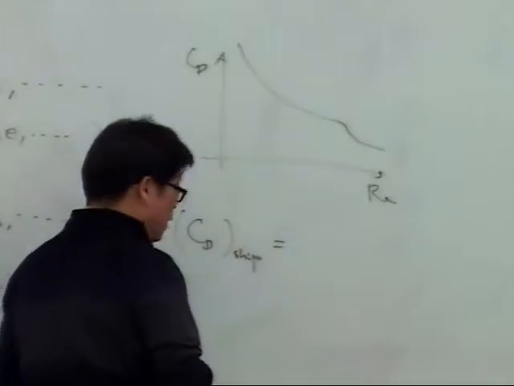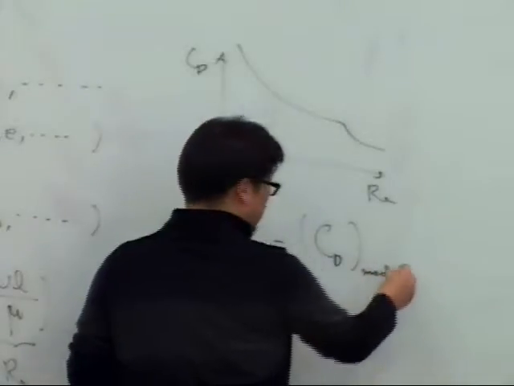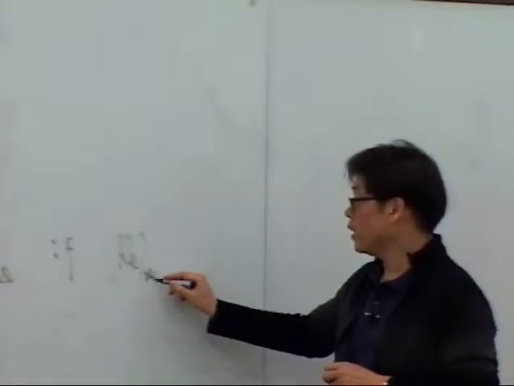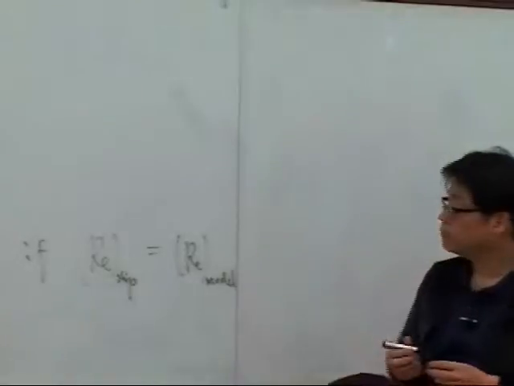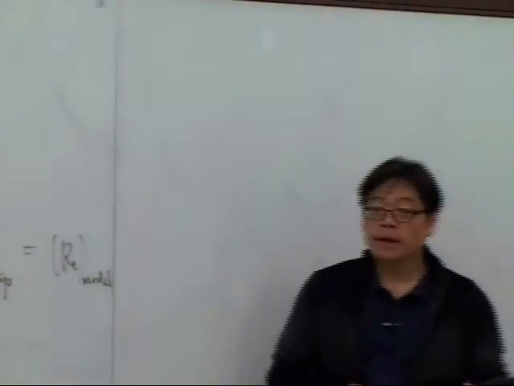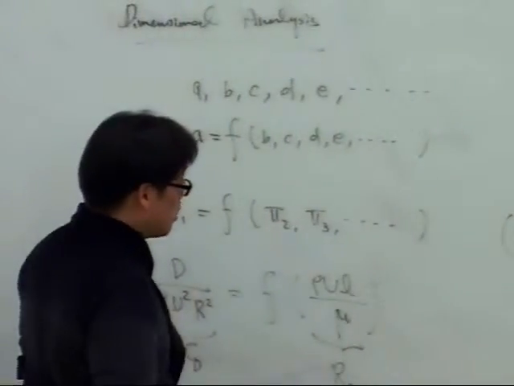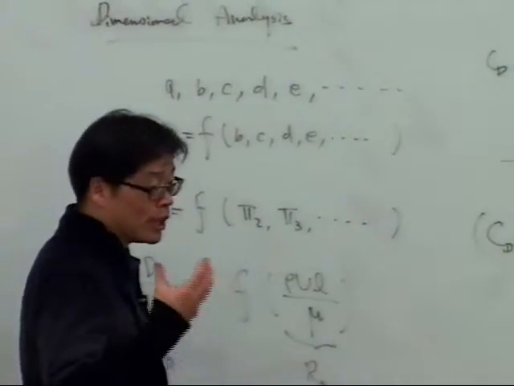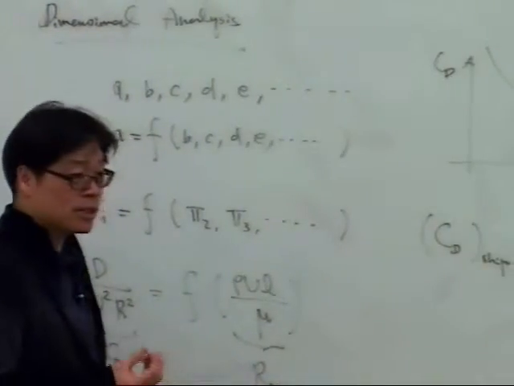And then what we know is the drag coefficient of the ship will be the same as the drag coefficient of the model if the Reynolds number at which the ship is operating is equal to the Reynolds number of the model. That's the consequence of this, because the drag coefficient only depends on Reynolds number. So it doesn't matter whether you are looking at a real ship or a model. As long as you match the Reynolds number, the drag coefficient is the same.